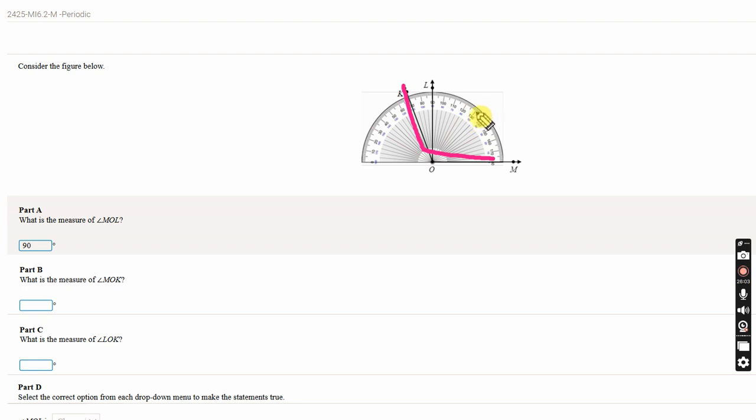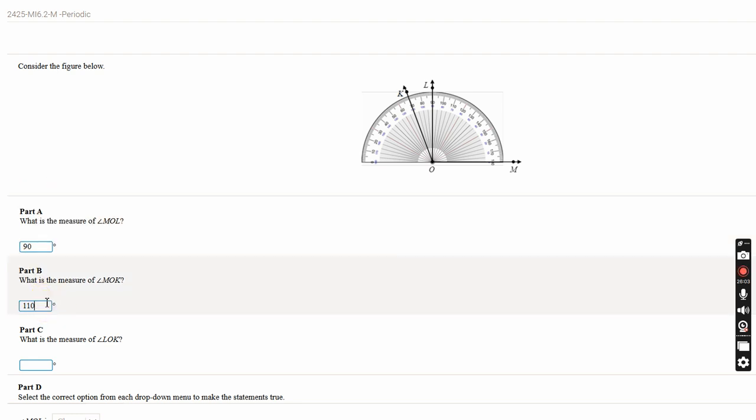Okay, so we have 180 minus 70. So that's going to give us 110. Remember, for the bigger numbers, you're just supposed to subtract where it falls. So here, it was MOK, right? So M is here and K is above. So you just subtract these two numbers.